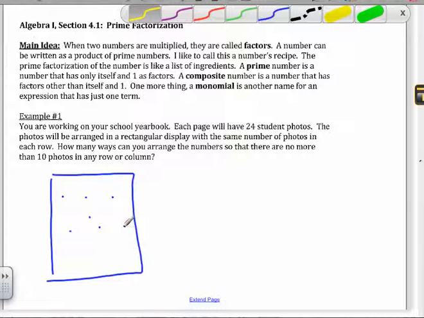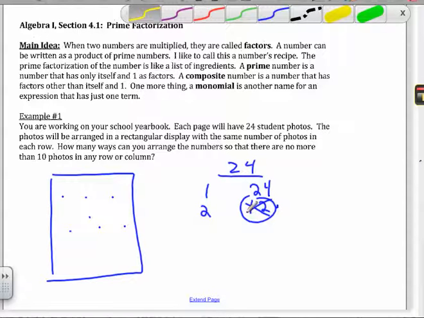So we know we've got a page of pictures, and we have to have the same number in every row or column. How could we break them down, Zachary? You divide 24 up. You list its factors. 1 and 24, but that doesn't work because it said no more than 10 in any row or column. How about 2 and 12? No, that's too high. We could do 2 rows of 12 or 2 columns of 12, but they said no more than 10, so that doesn't work.